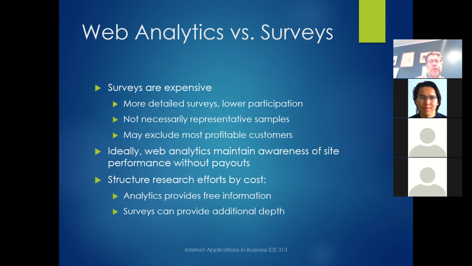So what you want to do in practice is structure your research efforts by cost. Analytics gives you all this information that's actually free. Google Analytics is a free tool, so use that as much as you can wherever it's appropriate. But surveys can provide some additional depth. For example, your analytics could tell you whether one product page design is better than another, but you might do a survey here or there to ask customers, hey, what's some stuff that's not included on this page that you might like to see? For example, what's missing? You're not going to get that in an A/B testing type situation. Okay.